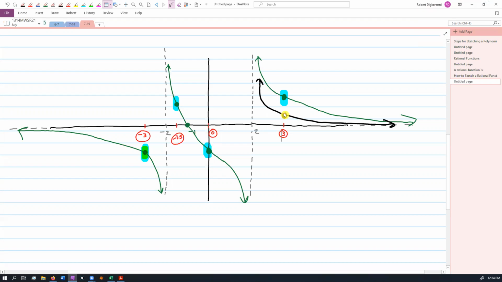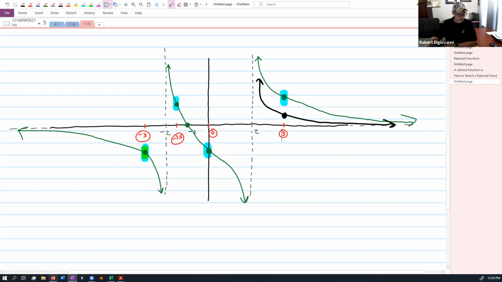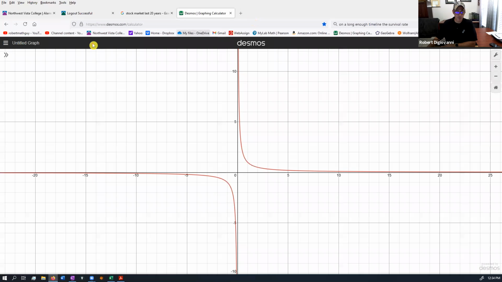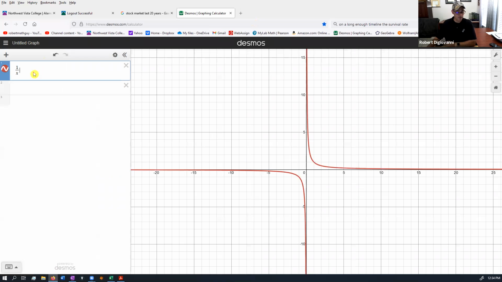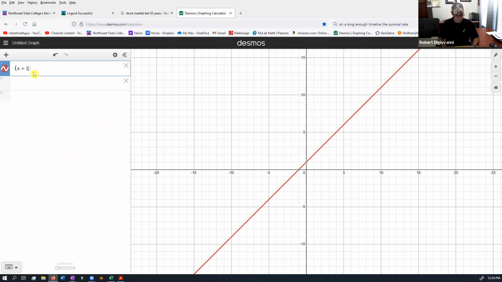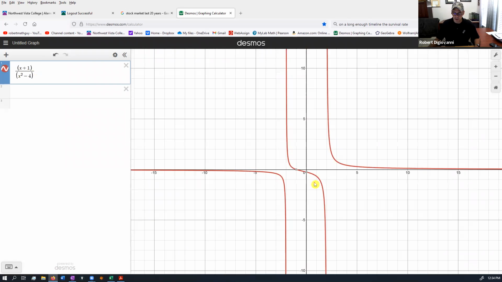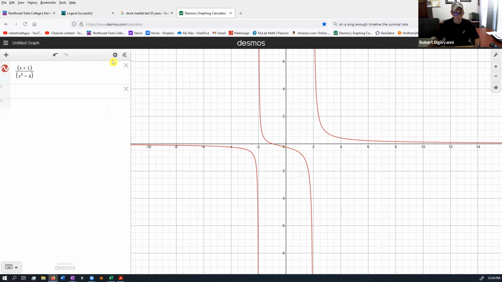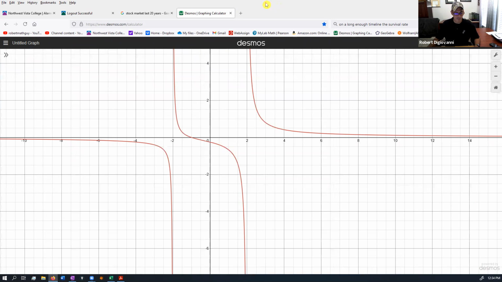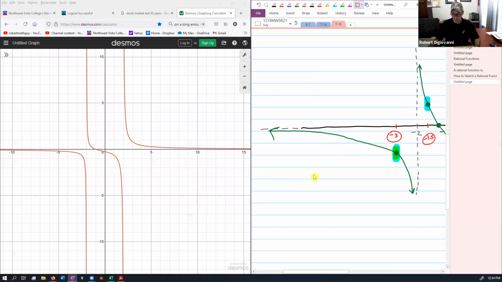Yes. Okay. All right, so let's take a look at this graph. I'm going to go to this graphing software and I'm going to graph it here. x plus 1 over x squared minus 4. There's their graph. Okay, there's their graph. And here's ours.